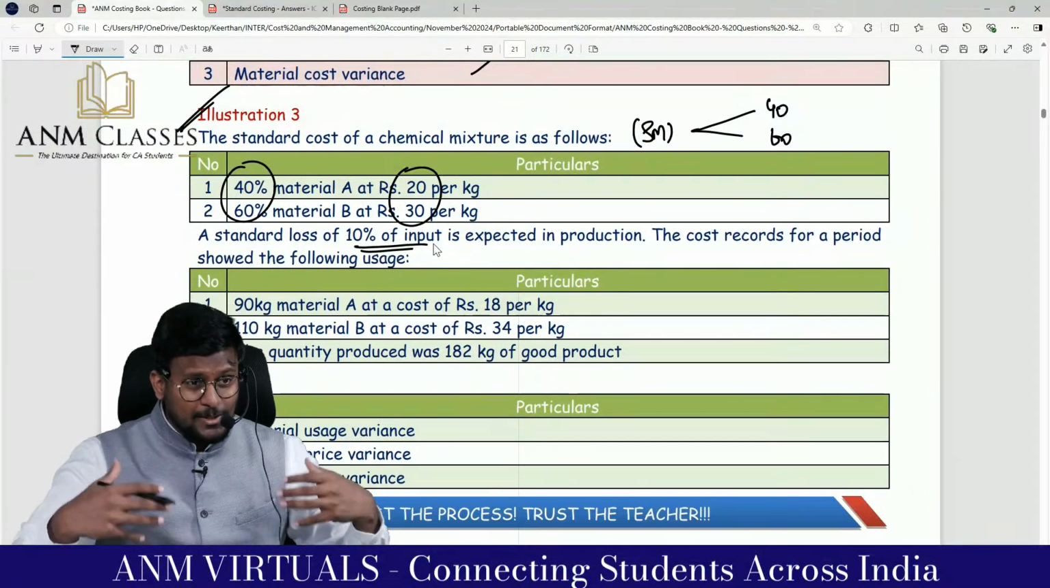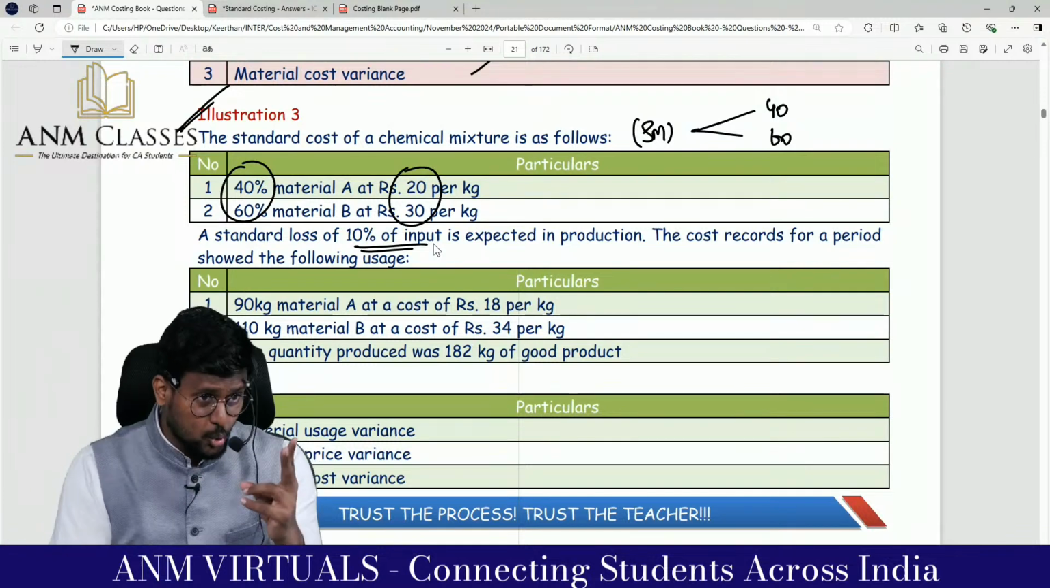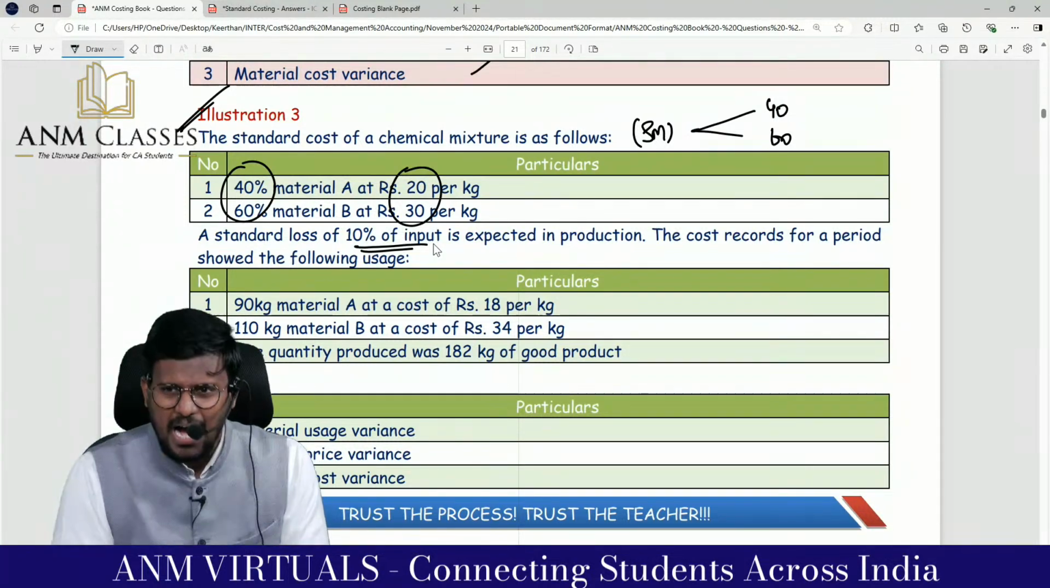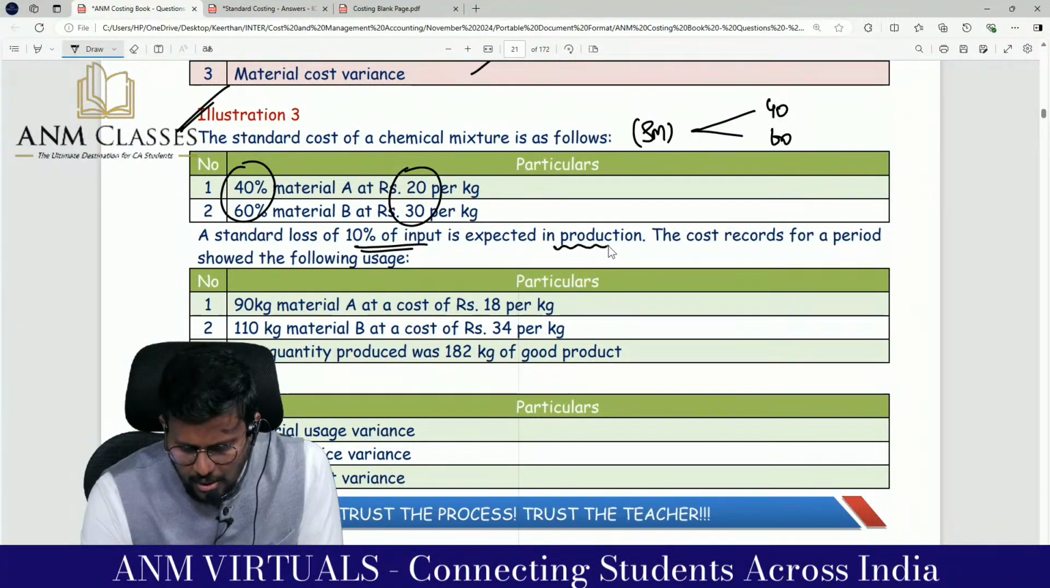So they are expressing the standard loss on input. We know that there are two ways in which they can express it, either on input or on output. Is it expected in production?